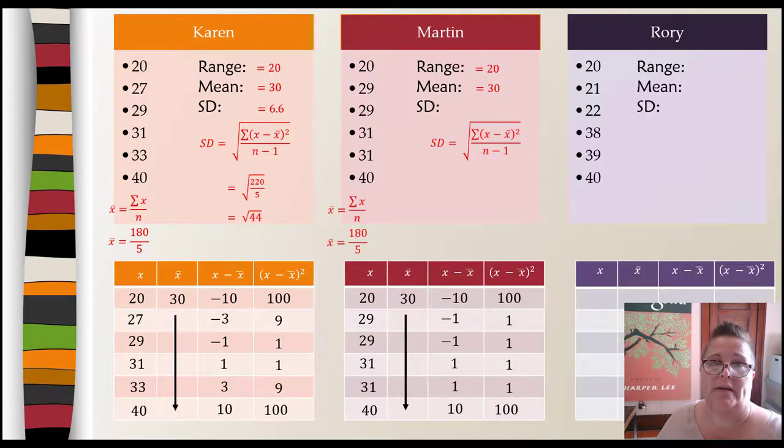Now, according to the standard deviation formula, I need to sum up this last column, the X minus X bar squared. So that's going to be 100, 1, 2, 3, 4. I'm going to have 204, which I need to divide by 1 less than the number of data points.